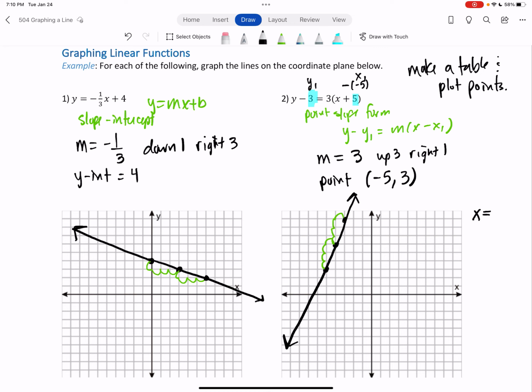Pick x equals negative 5, pick x equals negative 4, pick x equals negative 3, plug them into that equation and solve for y, and plot the points that way. Totally fine. But if you think about those two forms of a line that we know, oftentimes it makes your graphing very easy.